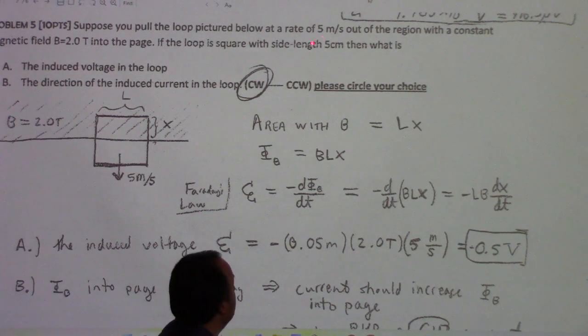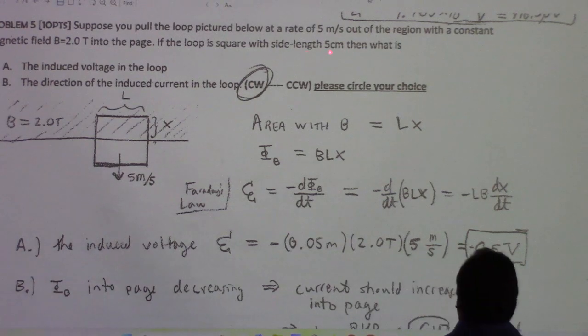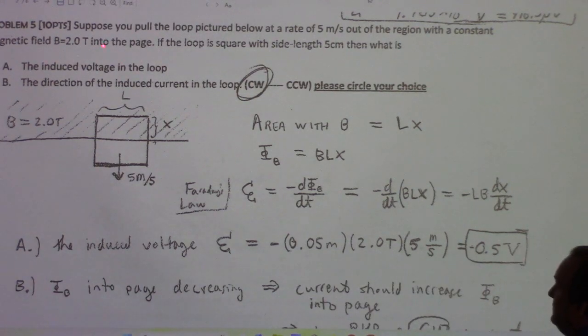Suppose you pull the loop pictured at a rate of 5 meters per second out of the region with a constant magnetic field, 2 teslas into the page. If the loop is square with side length 5 centimeters, then A, what's the induced voltage in the loop? And B, what's the direction of the induced current in the loop, either clockwise or counterclockwise? Circle your choice.